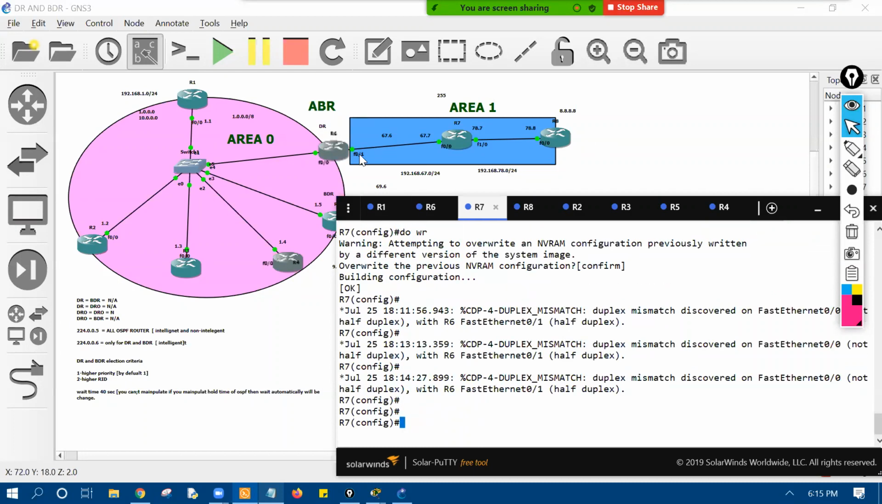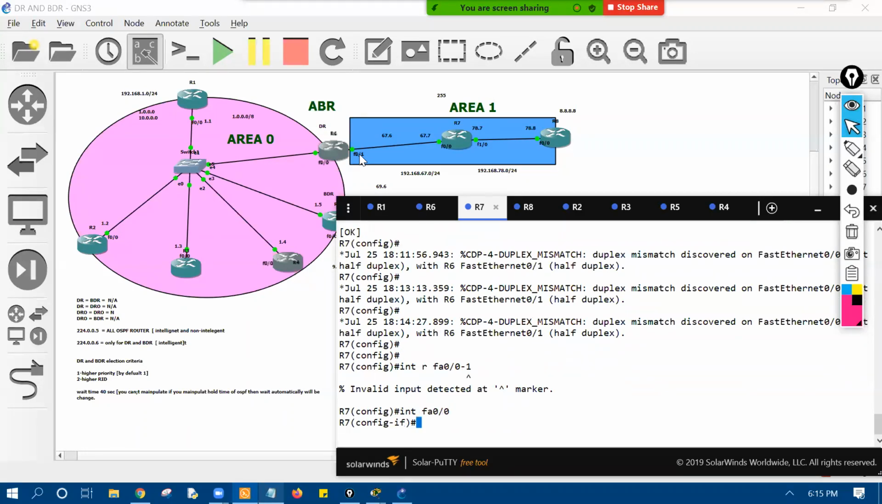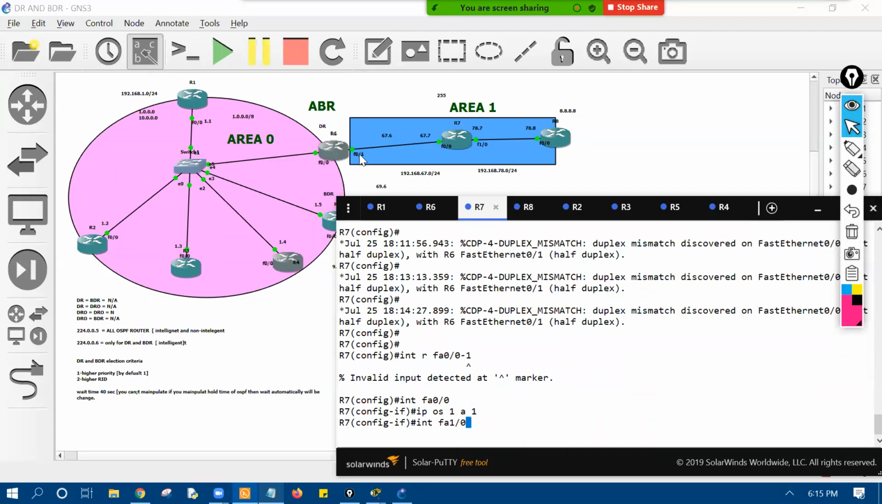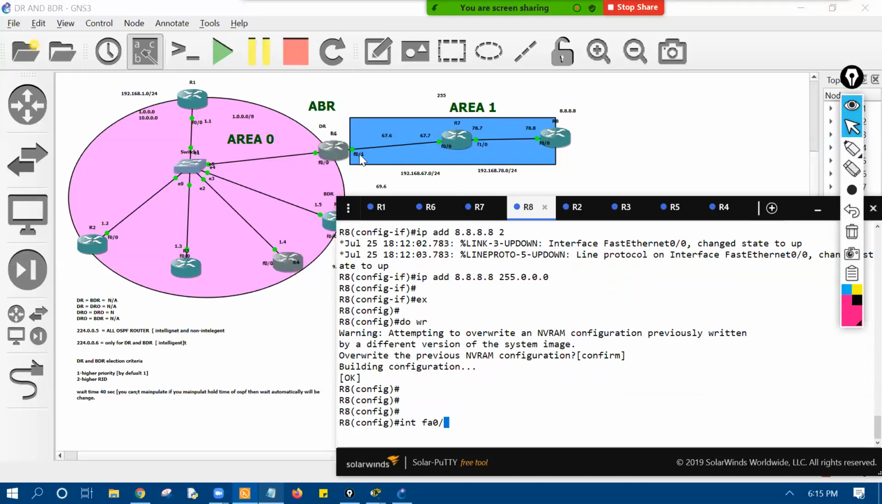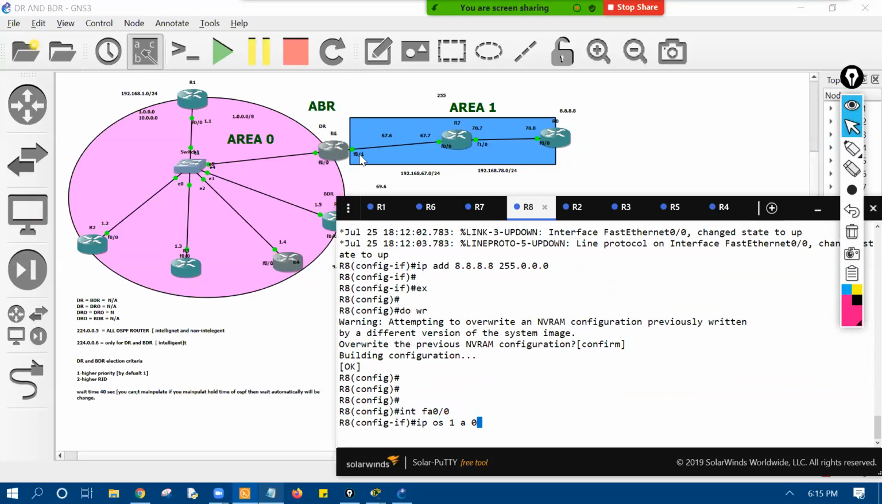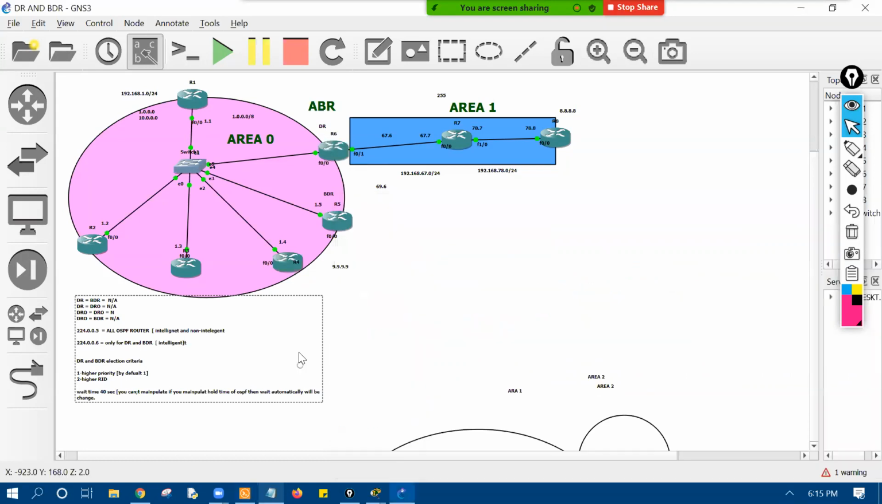R7 interface range 0/0 to 1, interface 0/0 IP OSPF 1 area 0, area 1, is it? Interface 1/0, same command. R8 interface 0/0 IP OSPF 1 area 1. Done. So this basic configuration has completed. If you have any questions in this configuration, you can ask me. The simple configuration I did, right? Nothing is different.